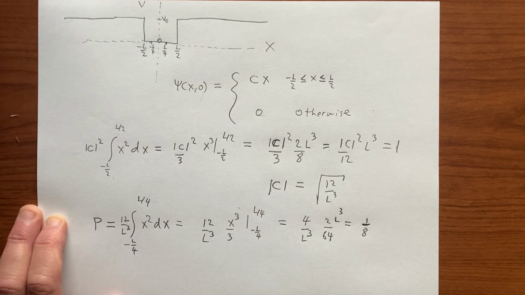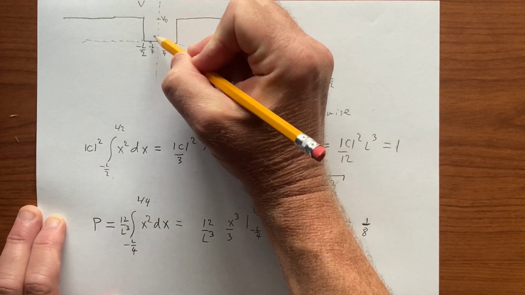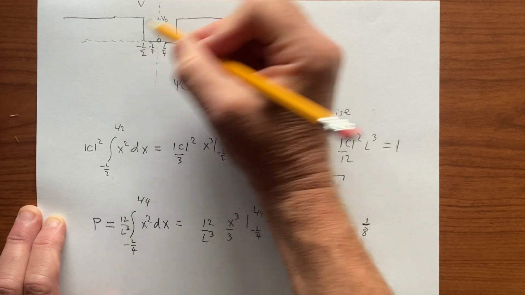We could have estimated that, right? The probability goes like x squared, and so it's smaller in this region, it's greater further away.